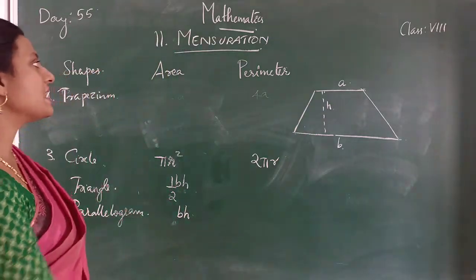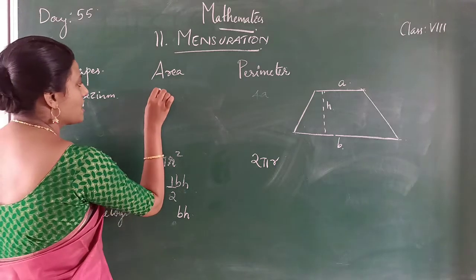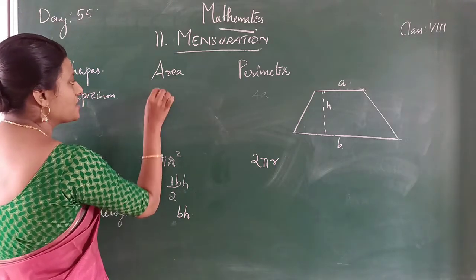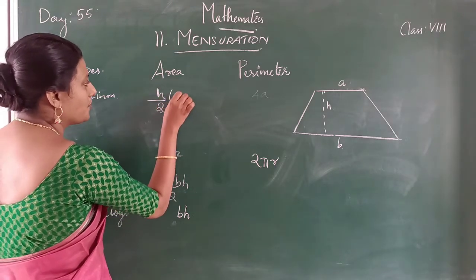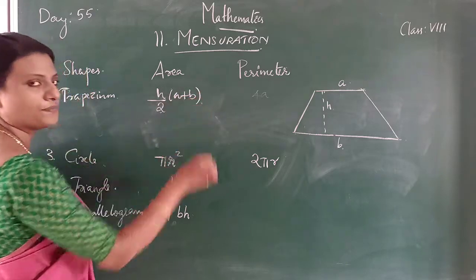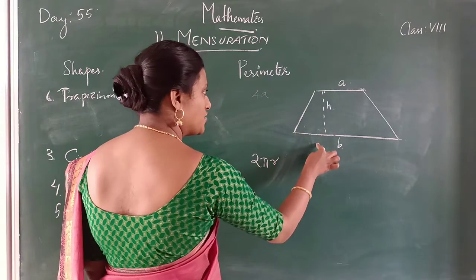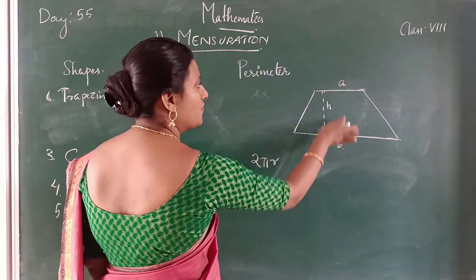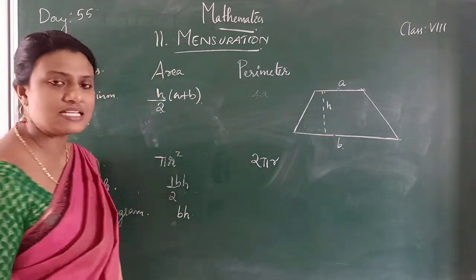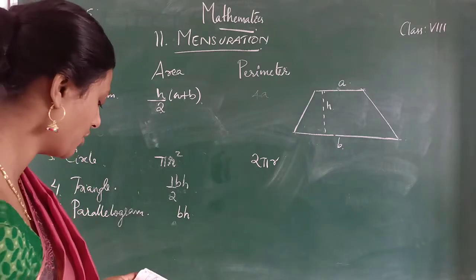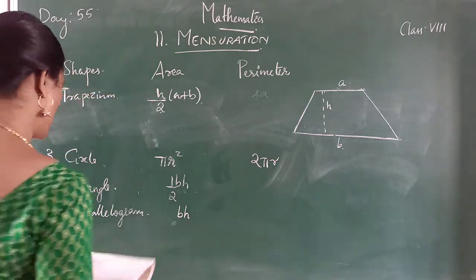So the area of the trapezium is half H or H by 2 into A plus B. Okay, H by 2, that is the height divided by 2 into the sum of the lengths of the parallel sides, that is A plus B. It's very, very important.